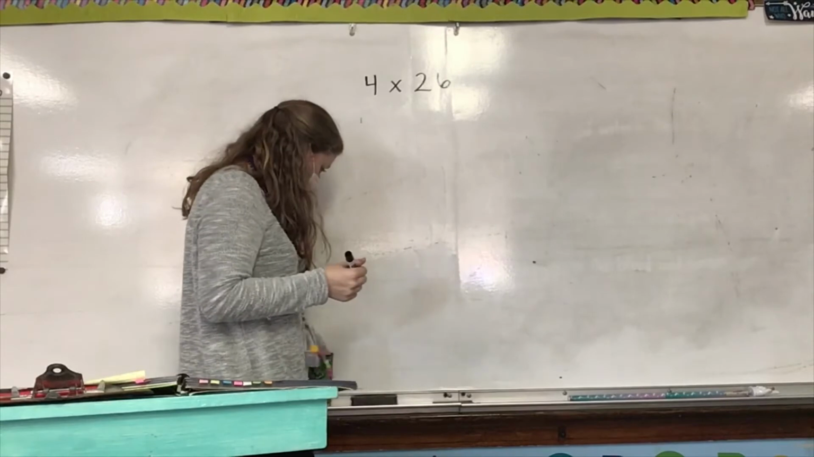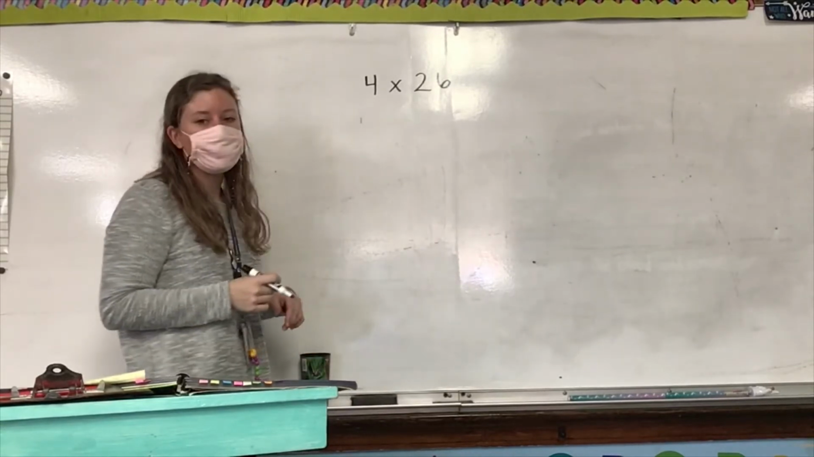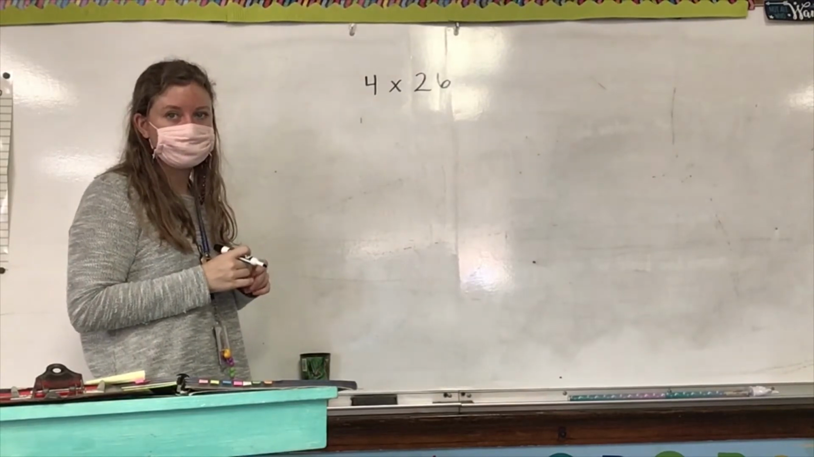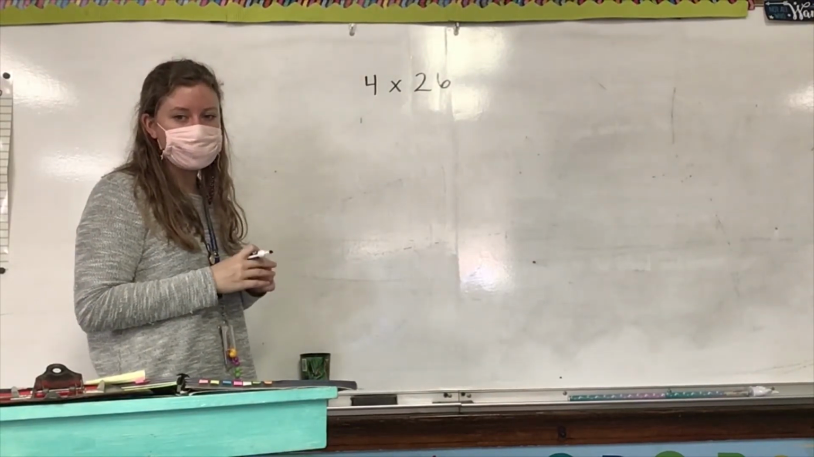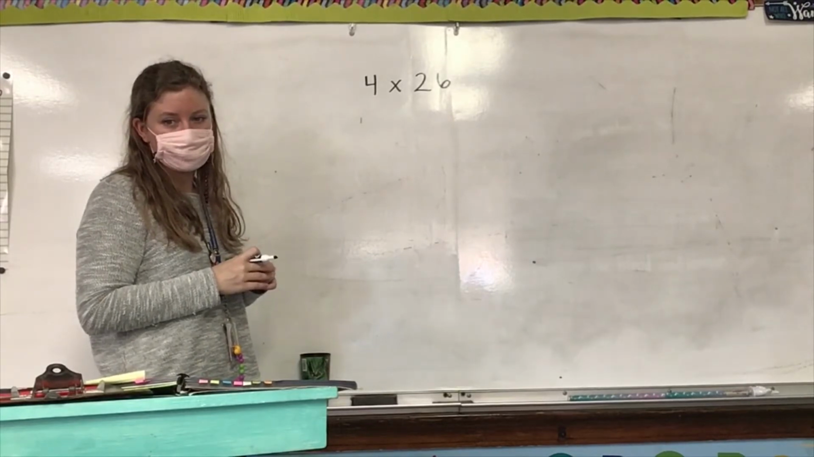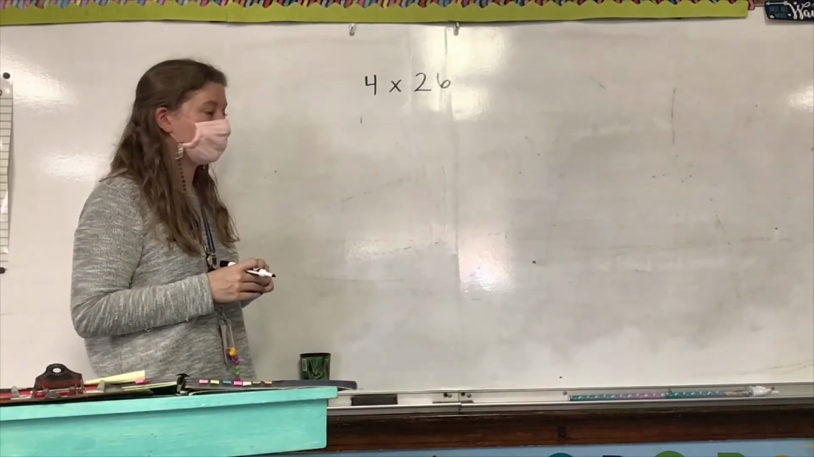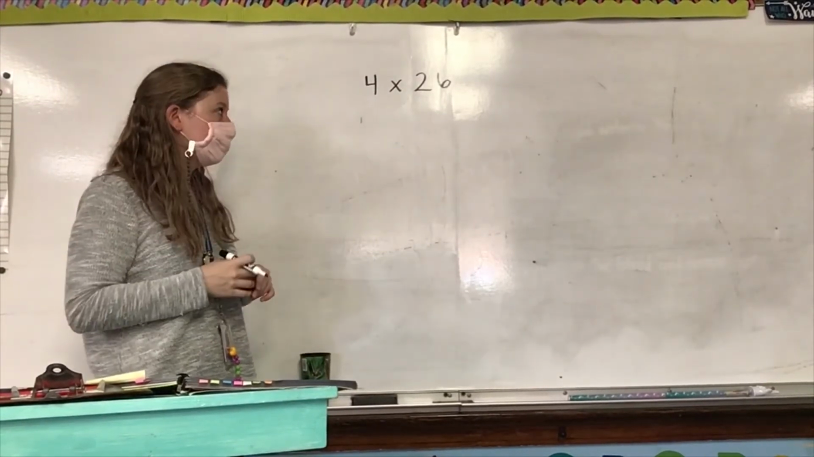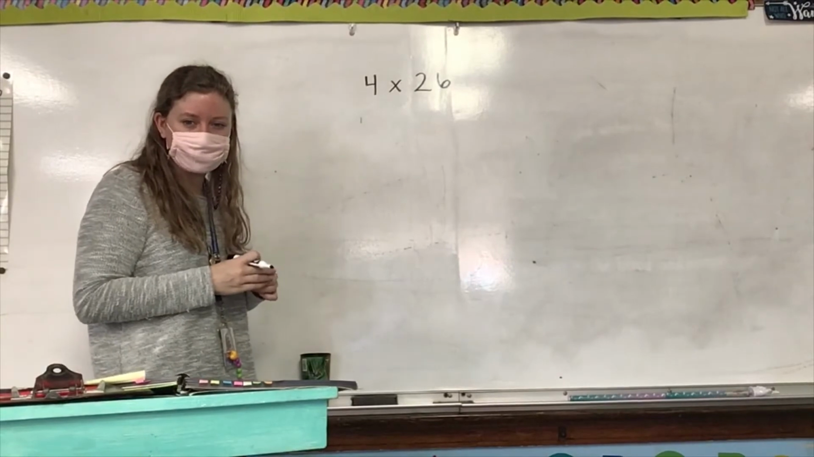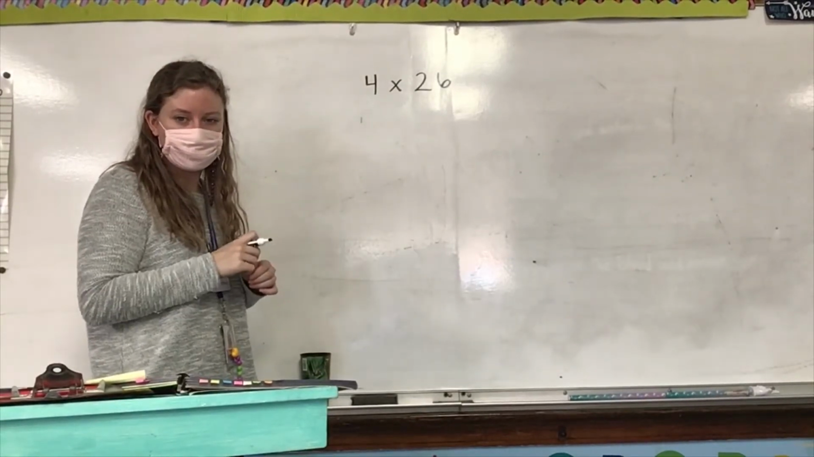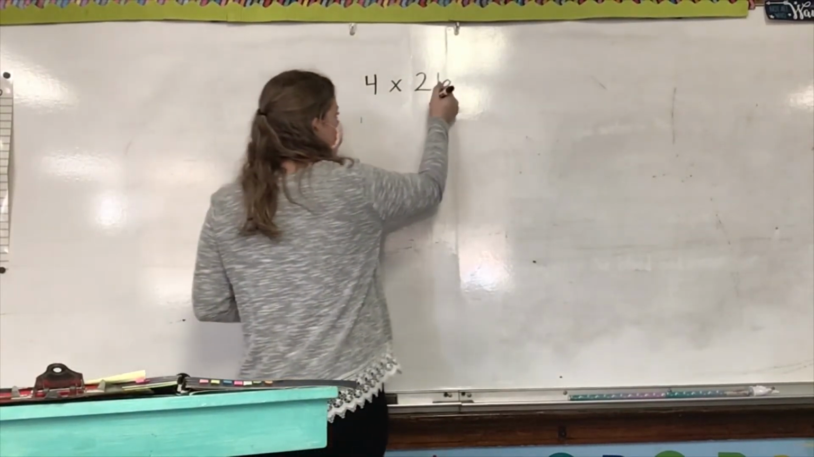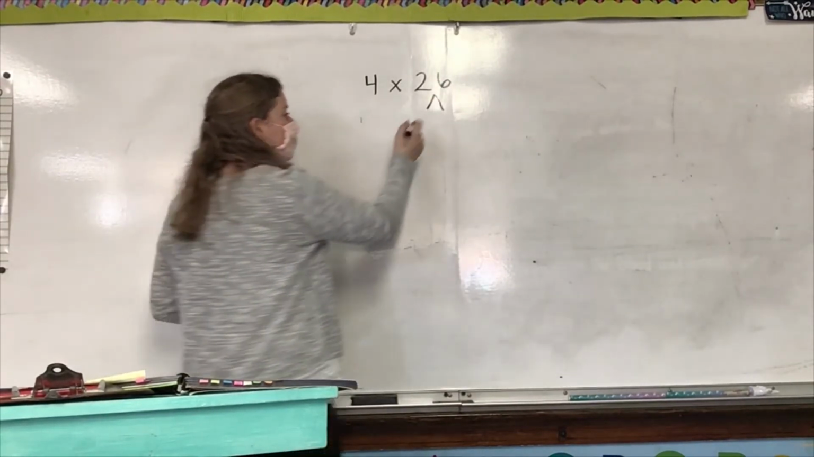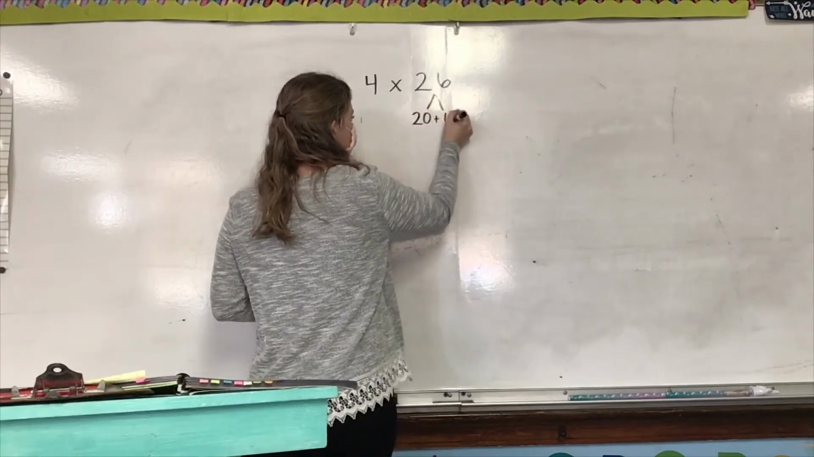Oops, that's me. Zari, what do we do first? You're still muted. You would break down your 26. Into what? How do we break it down? 20 plus 6. Because we are decomposing our larger factor into its expanded form. So 26 looks like 20 plus 6. Okay.